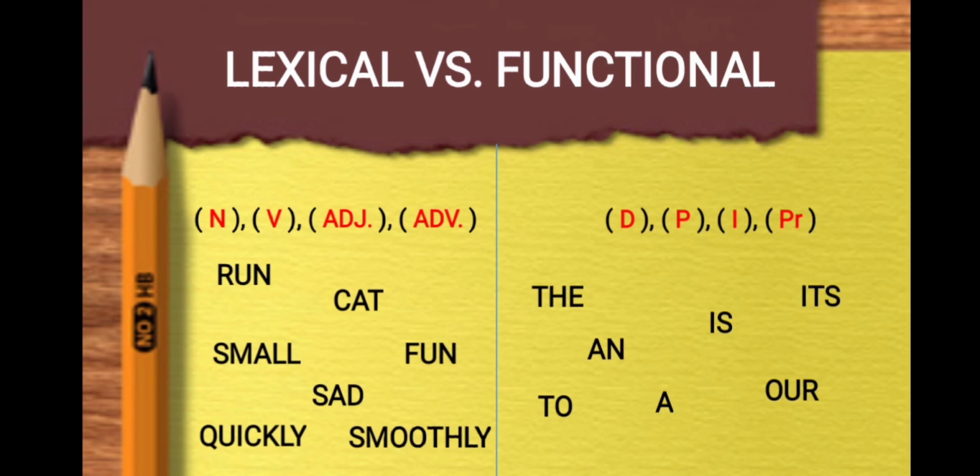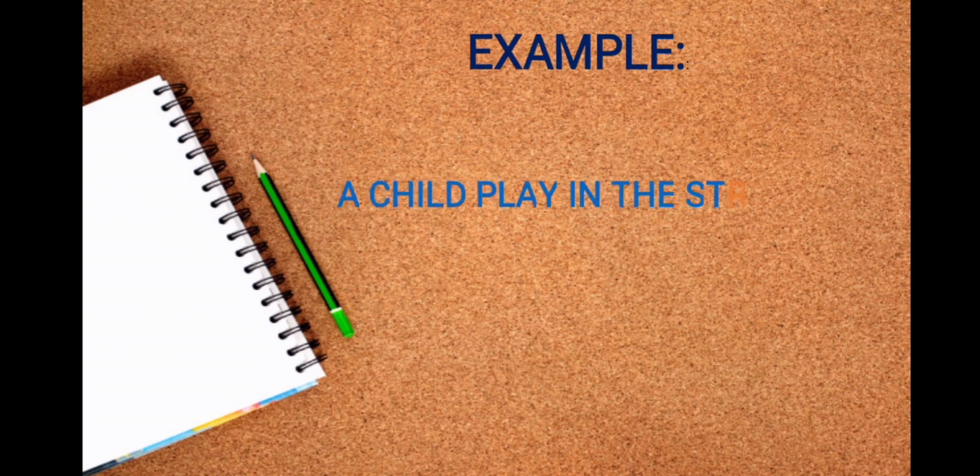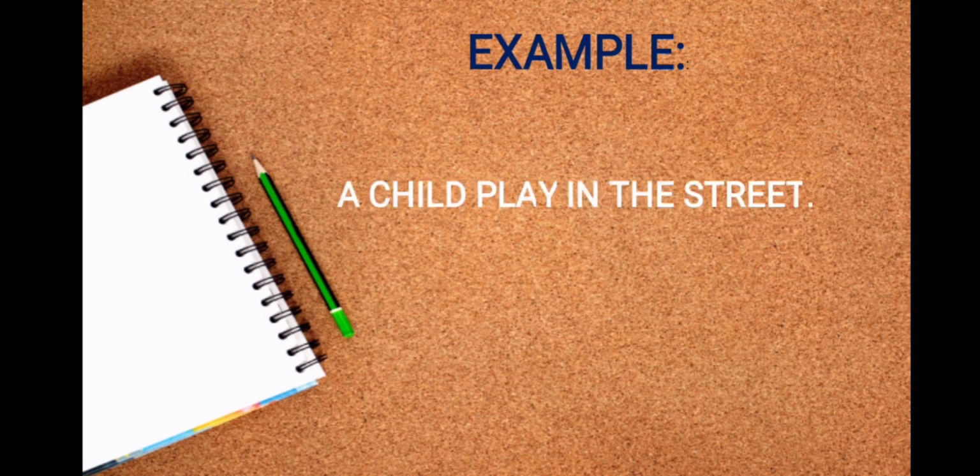I have here a practical example of lexical versus functional. Take a look at the sentence: A child play in the street. The word a is functional because it's a determiner. The word child is lexical because it's a noun, and it can also be changed to girl, man, or woman, etc. The word play is also lexical because it's a verb, and they can be doing anything at all, like running, throwing, catching, etc.